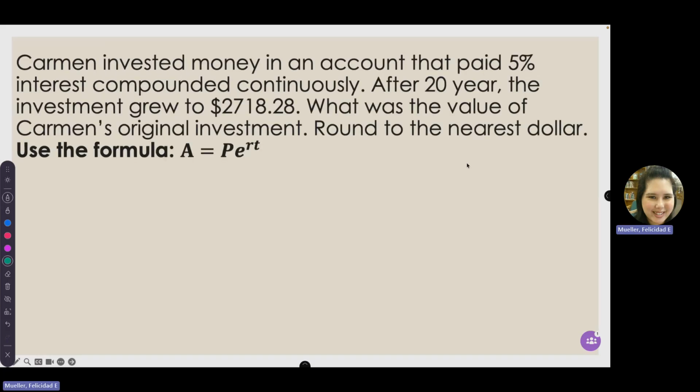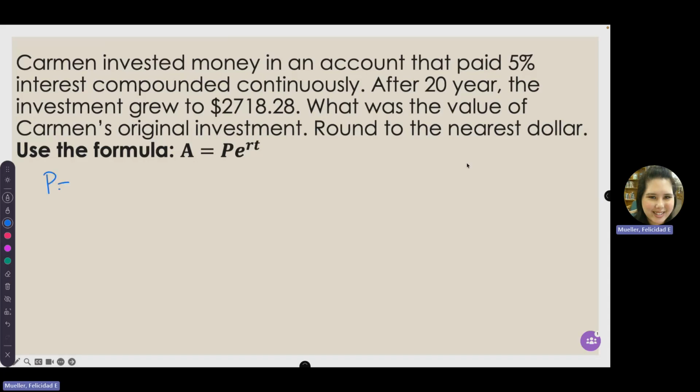All right, 17. Carmen invested money in an account that paid 5% interest, compounded continuously. After 20 years, the investment, I just realized it doesn't have the word years, it's in years. The investment grew to 2,718.28. What was the value of Carmen's original investment? Round to the nearest dollar. So we're going to round to the nearest whole number. We're going to use the formula A equals PERT.